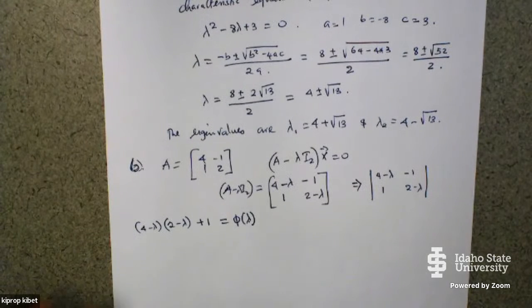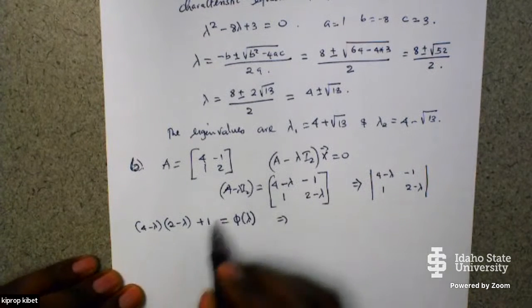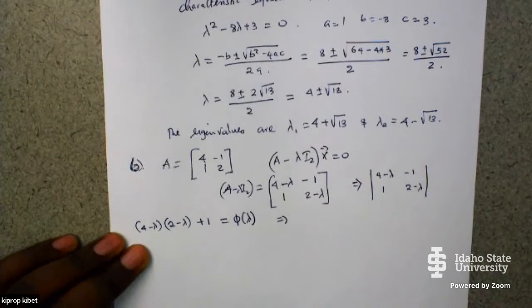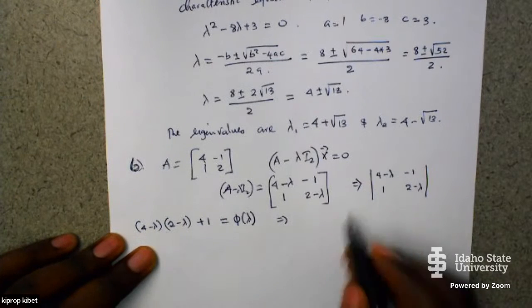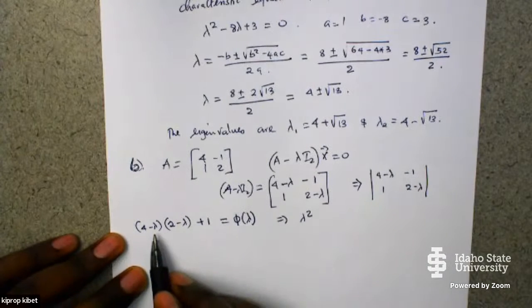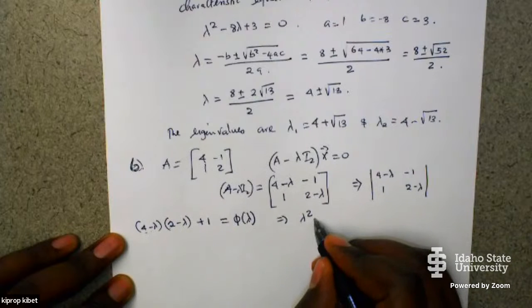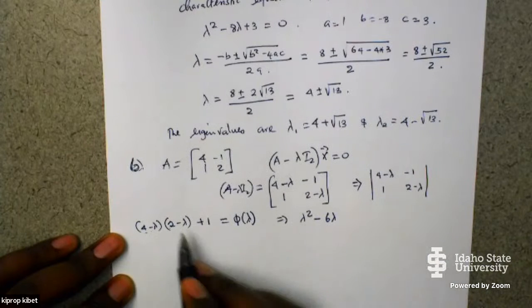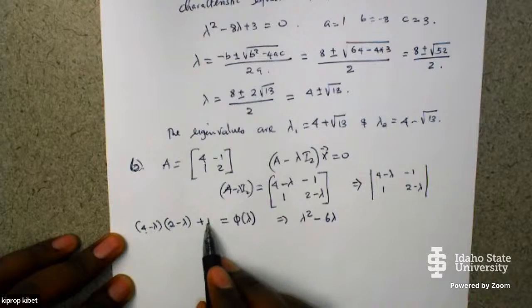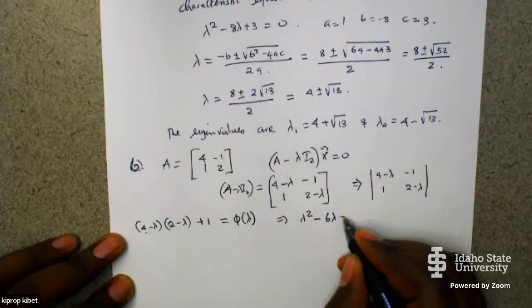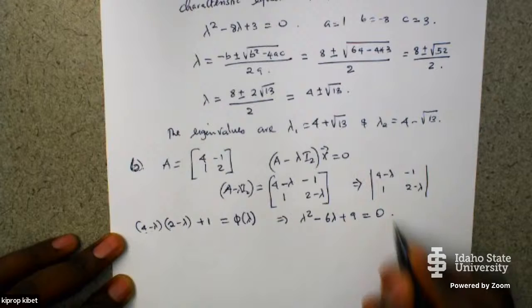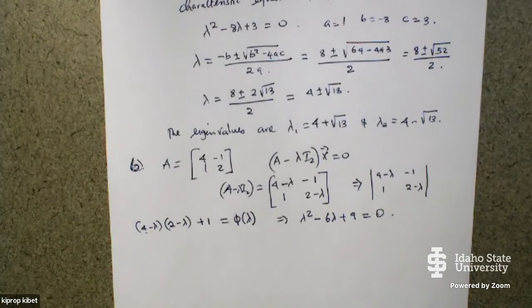The characteristic equation here will give us lambda squared. Then the next one here is 4, and this is minus 6 lambda. And then finally plus 9 equals 0. So this has a polynomial of degree 2, so we should get 2 roots.